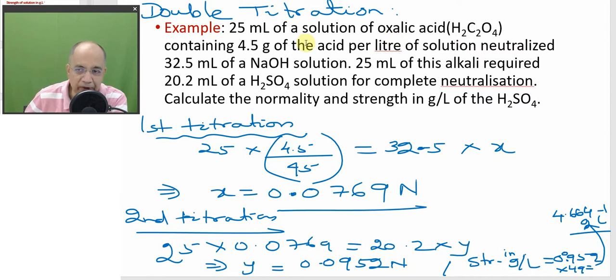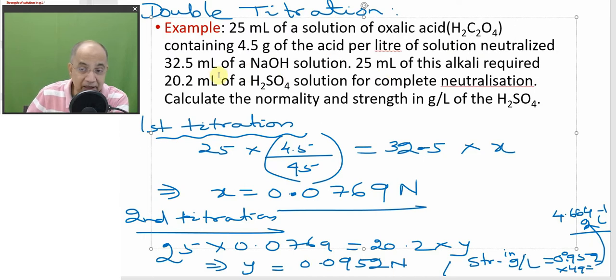So 25 ml of the solution of oxalic acid containing 4.5 grams of the acid per liter, again grams per liter, you have to convert into normality, neutralized 32.5 ml of a sodium hydroxide solution. So this is the first titration. Here we will standardize sodium hydroxide solution.